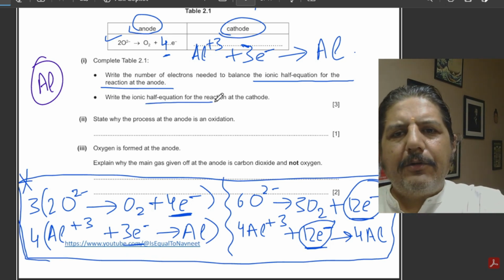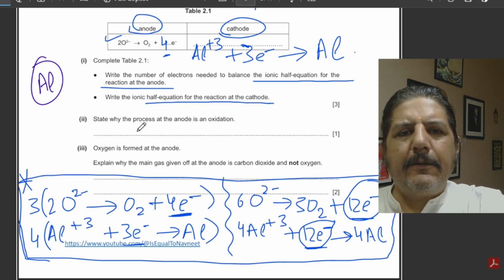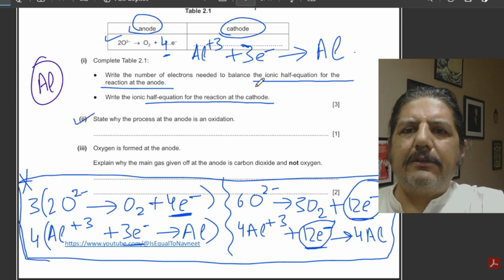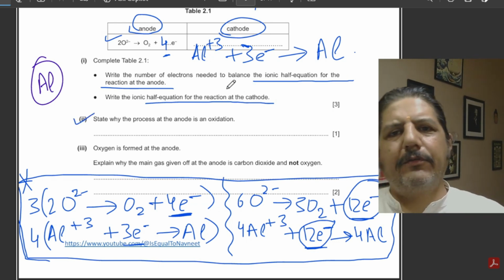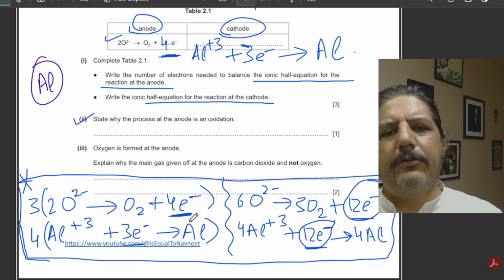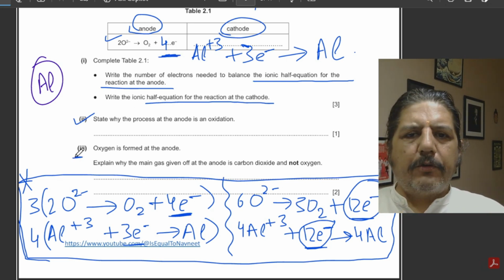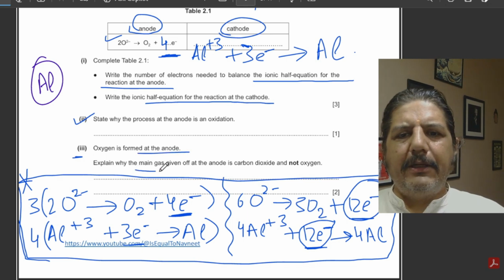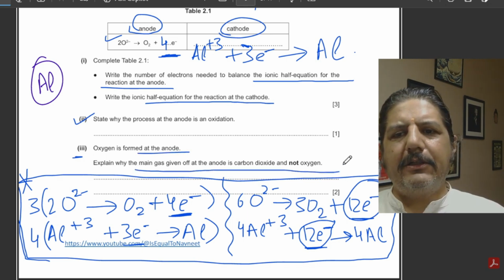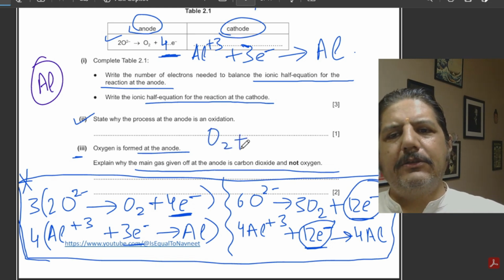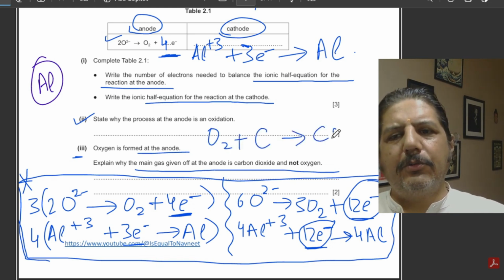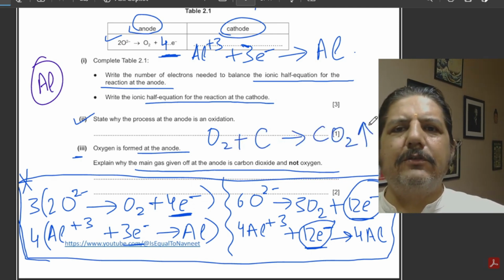Write the ionic half equation of the reaction at the cathode. I have written it. State why the process at the anode is oxidation. Already explained. Oxidation is loss of electrons. So here loss of electrons is happening. So that is why it is oxidation. So oxygen is formed at the anode. Explain why the main gas given off at the anode is carbon dioxide, not oxygen. I already explained that the oxygen which is formed reacts with the electrode itself to form CO2. So this is the gas which is given off.